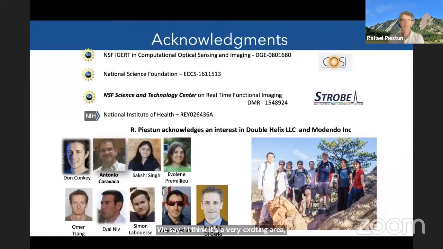So before I continue, I want to acknowledge the people that have been working on this project. As usual, the students, postdocs and collaborators are critical. Most of the work here was developed by Antonio Caravaca, who was a student and then a postdoc in my lab. Don Conkey, also Sakshi Singh and Evelyn, also Omar Tsang and Eyal Neve, who were a postdoc and student. Simone Lewis also was a student, a postdoc in our group. And Shayo Yun was a postdoc in Professor DiCarlo's lab, and he was really instrumental in creating the first in vivo experiments with these ultra thin endoscopes.